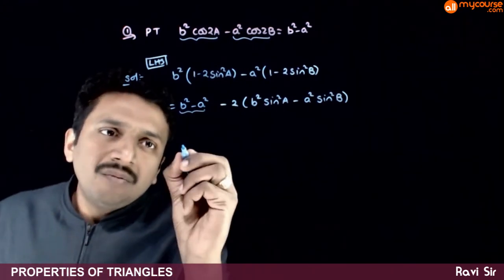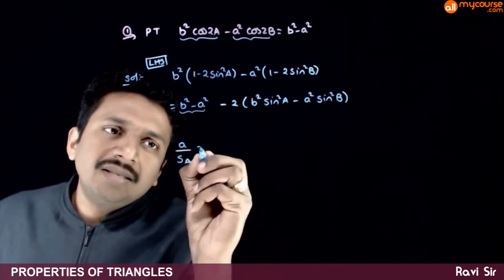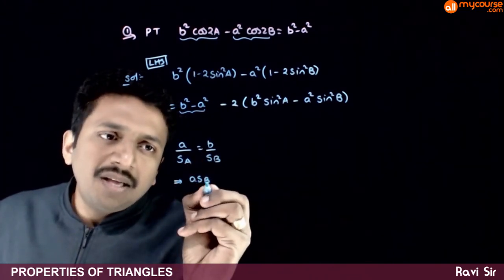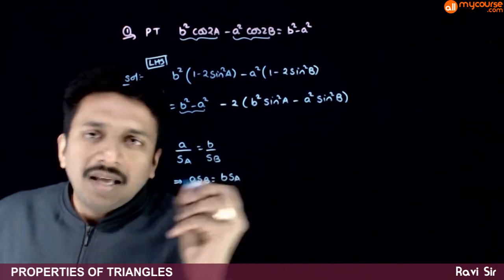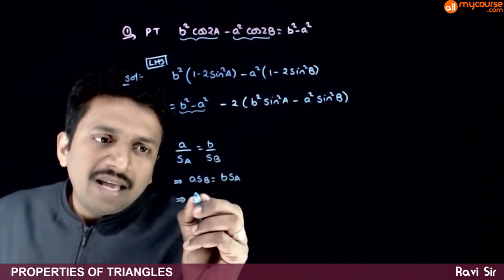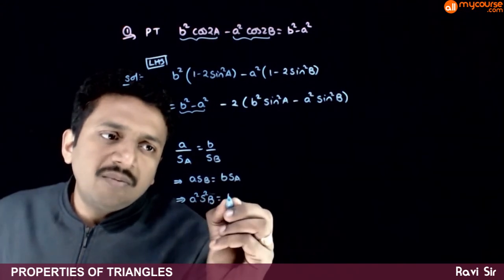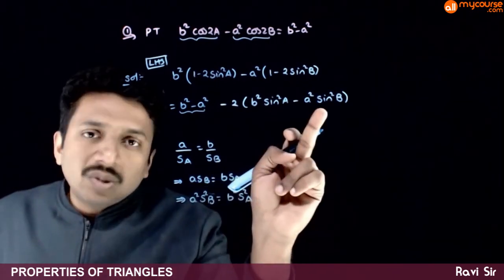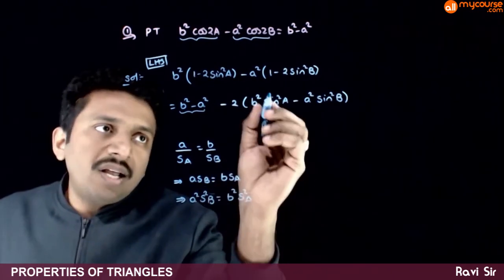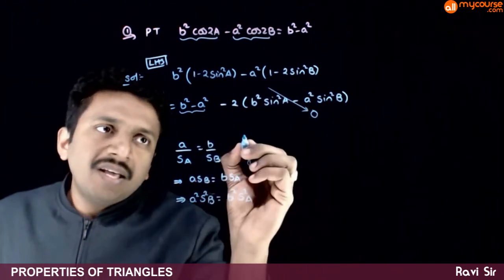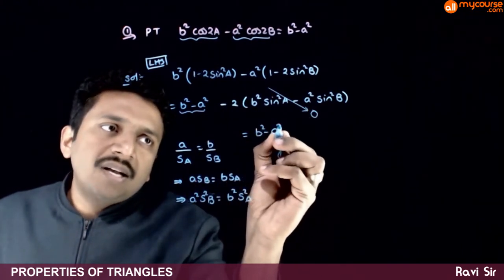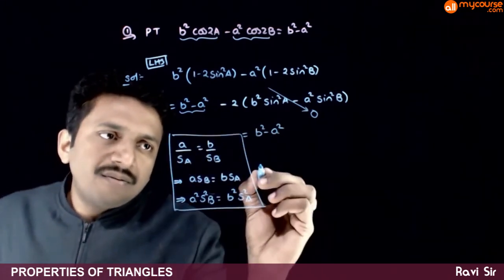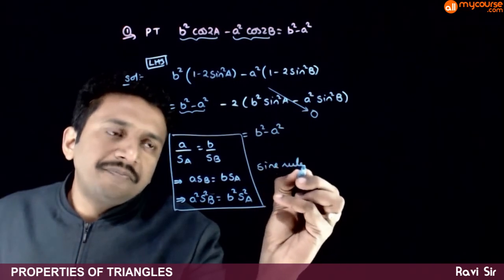Yes, from sine rule we know that a by sine a is equal to b by sine b. This implies a sine b will be equal to b sine a. This implies a square sine square b is equal to b square sine square a. So a square sine square b minus b square sine square a becomes equal to 0. Hence this is equal to b square minus a square, since this happens from sine rule.